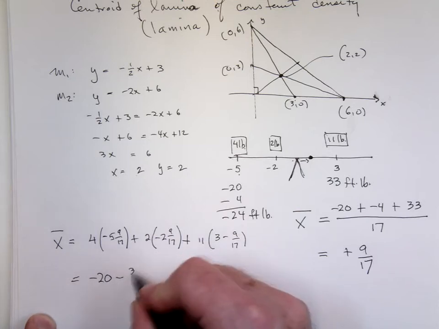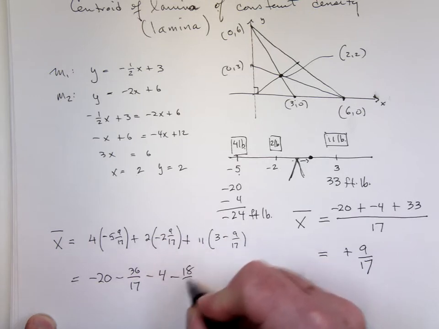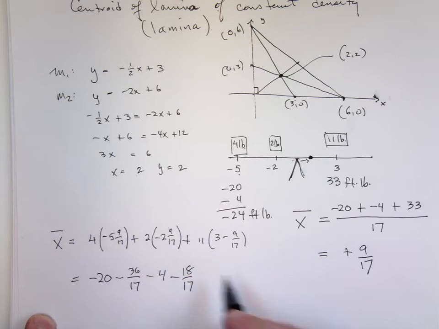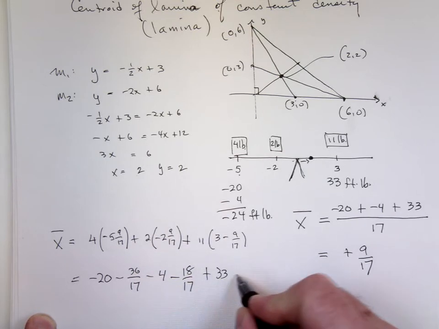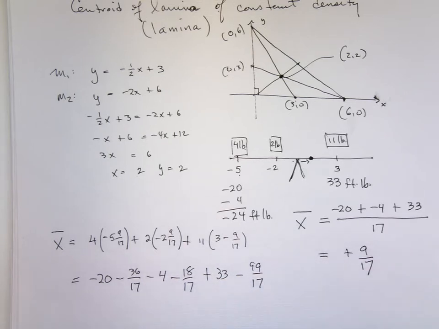-36/17. -4. -18/17. Okay, plus 33 minus 99/17. Boy, if this comes out, I am going to be very pleased. Okay, so here we go.